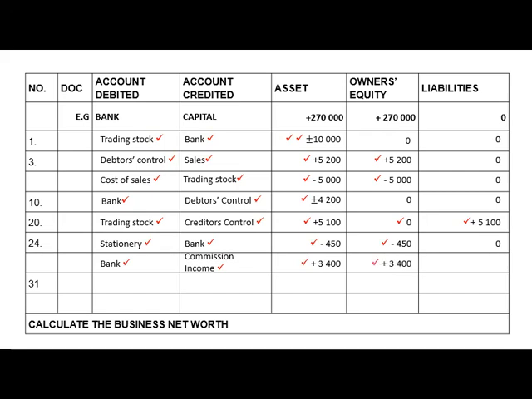Remember, I said two accounts will increase owner's equity. It is capital and income. Here we have income, which is commission income. Income increases on the credit side, but it also adds to owner's equity. That's why we have plus 3,400 under owner's equity. Liabilities will be 0.